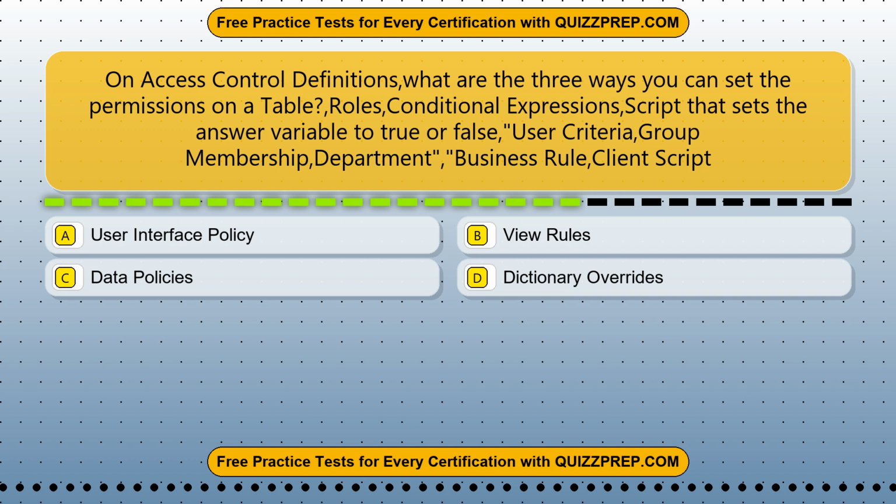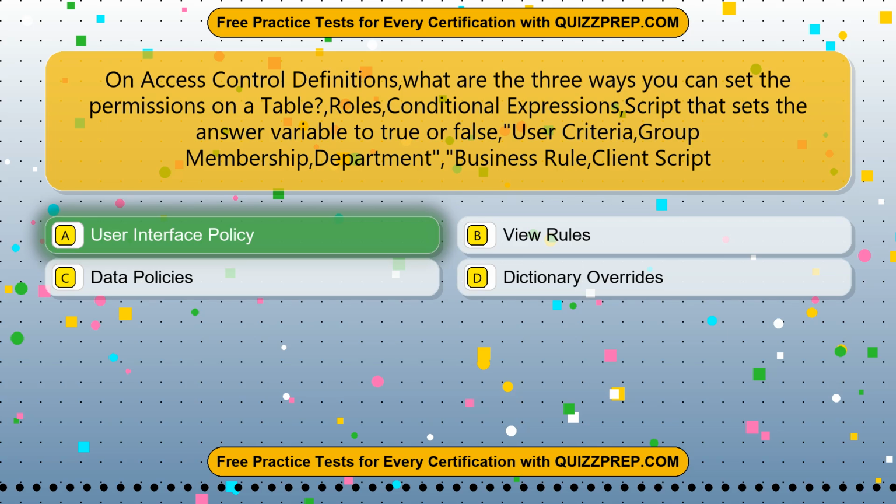Question 157. On access control definitions, what are the three ways you can set the permissions on a table? Roles, conditional expressions, script that sets the answer variable to true or false, user criteria, group membership, department, business rule, client script. Option A, user interface policy. Option B, U rules. Option C, data policies. Option D, dictionary overrides.